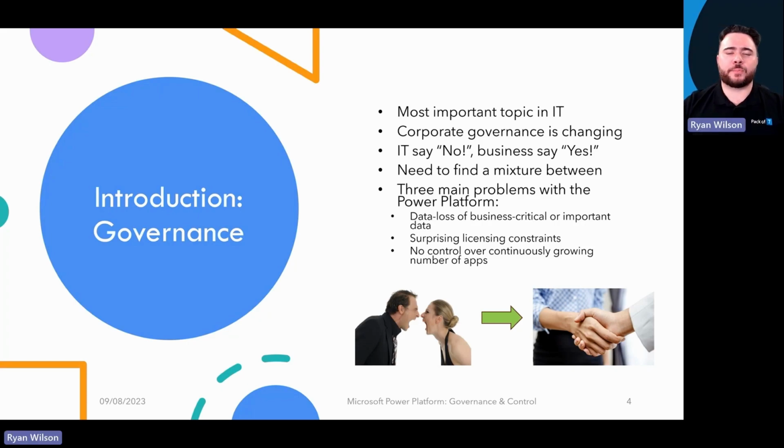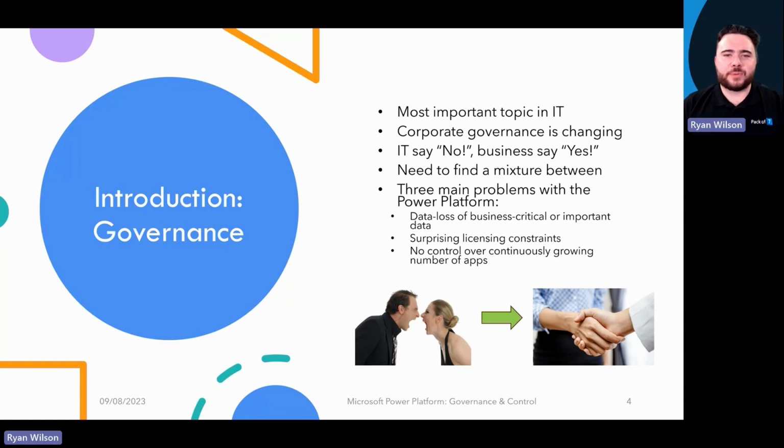So with the Power Platform and how governance is changing, we need to try and find a mixture between IT saying no and the business side always saying yes. And we can do that by implementing digital guardrails and business processes around the Power Platform so that users are using the best practices and aligning what they're doing with your strategy within the platform.